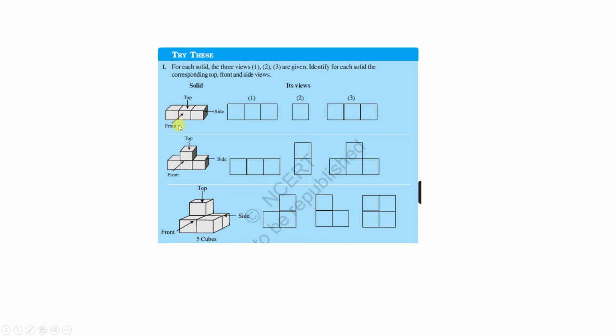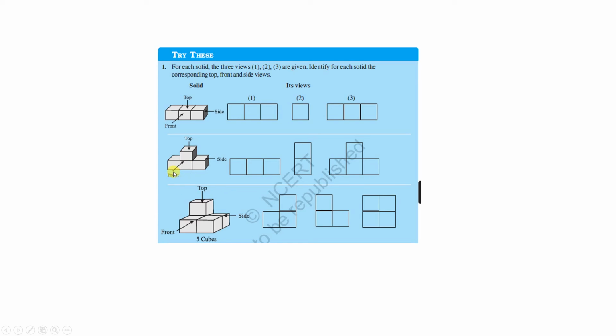Now from the front when we see this solid, we can see these three squares 1, 2 and 3. So we will say that this third figure is the front view of the solid. And now when we see this solid from the side, we can see only one square, and therefore this second view is the side view for this solid. Next, here this solid is given. Now when we see from the top, we can see these 1, 2 and 3 squares side by side. So therefore this first view is nothing but the top view for this solid.